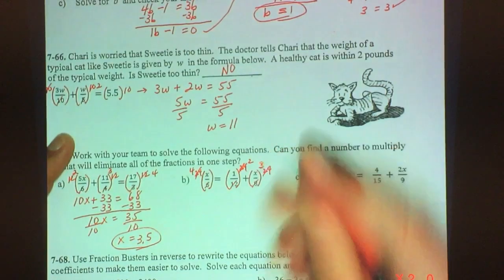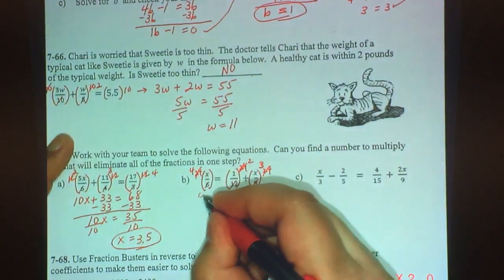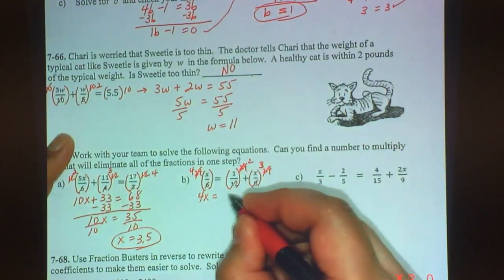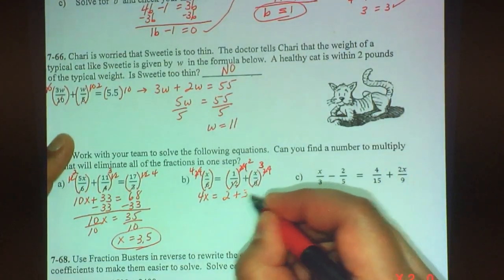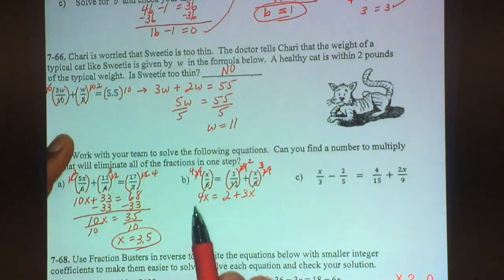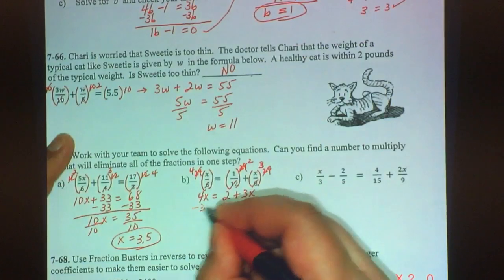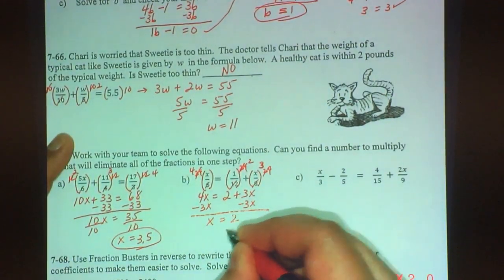A 3. Okay. So 4 times x is 4x. 2 times 1 is 2. 3 times x is 3x. Okay, time to balance. What do they have that they both have the same number of x's? Okay, 3x. Then we have x equals 2. Nice.